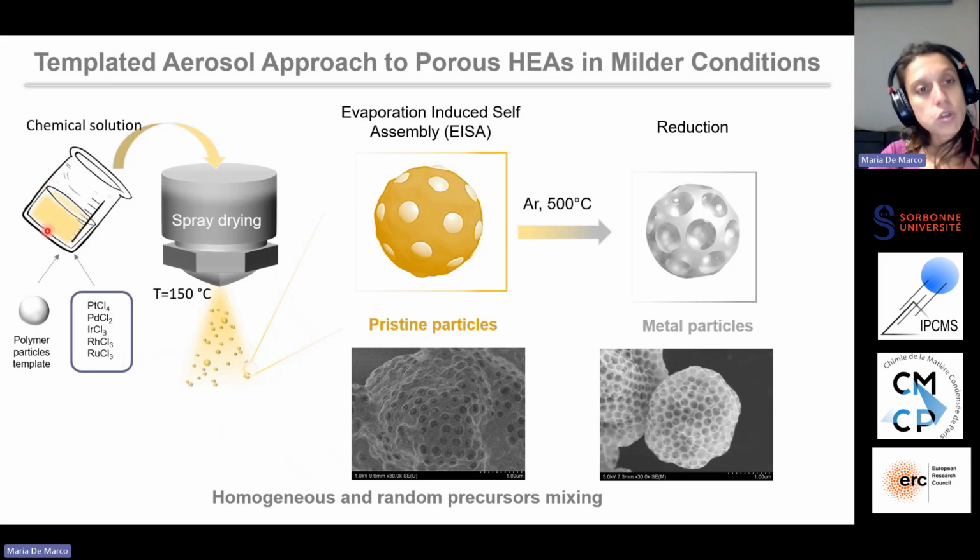This aqueous solution is then sprayed with a heated nozzle to produce an aerosol of droplets of different sizes. Upon water evaporation from the surface of the droplets, the polymer particles self-assemble to form superstructures, which are embedded in the matrix composed by our metal salt. Here you can see an SEM picture representing this kind of objects.